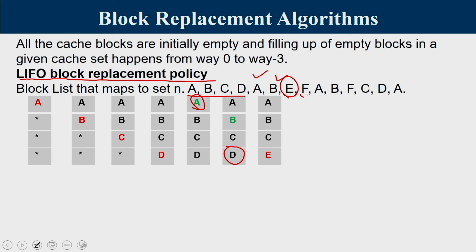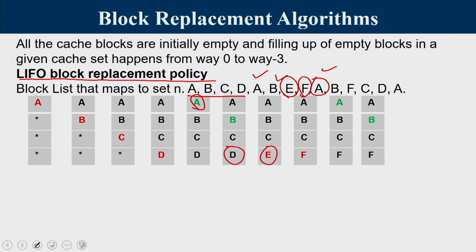And then we have F that is coming. Again F is not present, but E will get evicted, last in first out. So E will be replaced with F. Again a compulsory miss, and then we have A, that is a hit. Then we have B, again it is a hit. Then we have F, again it is a hit. And then we have C, again it is a hit.